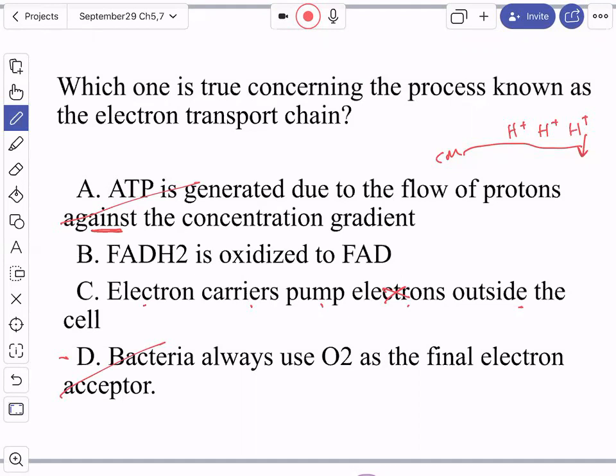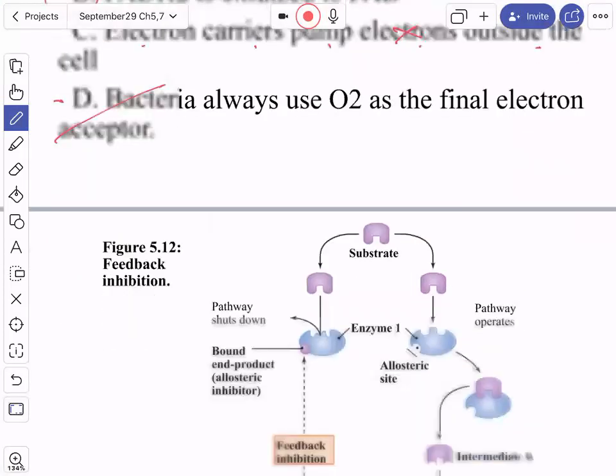FADH2 is oxidized to FAD. In other words, remember, this is carrying 2 electrons with those 2 protons, and both are dropped off to those carriers within the electron transport chain. All right, questions? Okay.